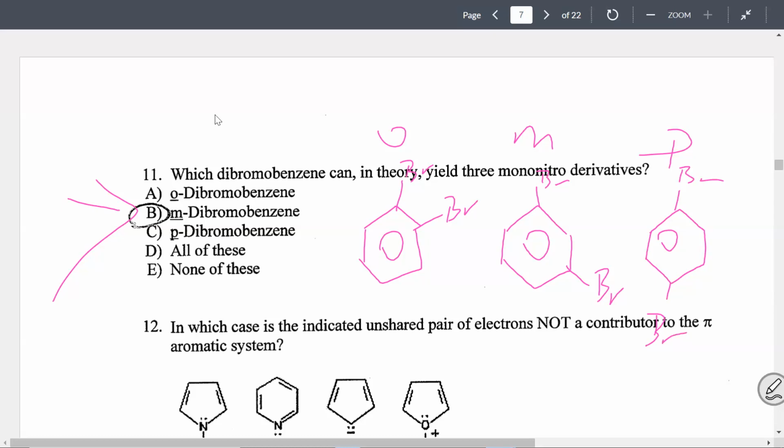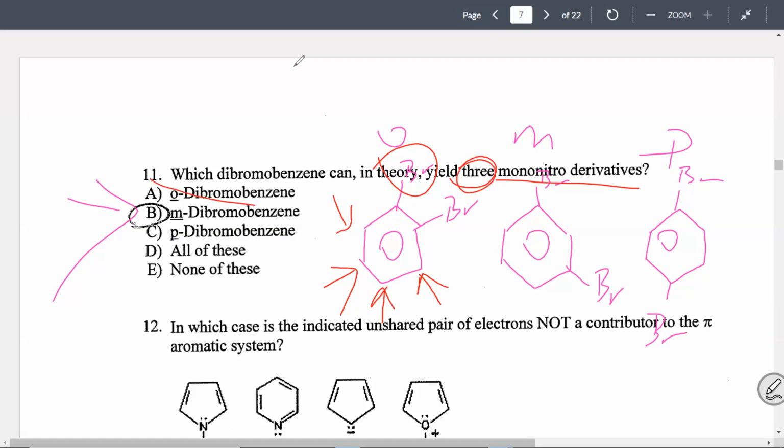In this case, first of all, what is the question asking you for? Mononitrated derivatives, so maybe a single nitro group. Now, halogens, activators or deactivators? Which position do they direct to? Ortho, para. So in the ortho dibromobenzene, we're going to have a few products. We have 4 different addition sites, but we need only 3.